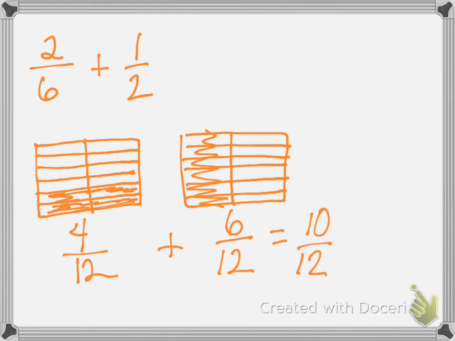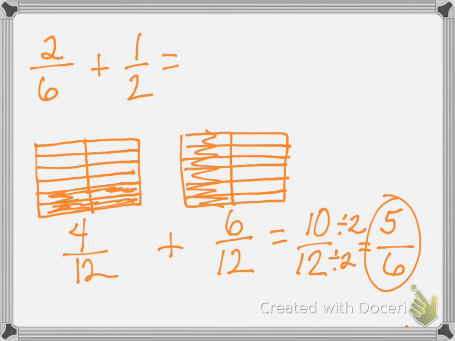Now this is not an improper fraction, so we don't have to turn it into a mixed number, but we need to simplify it. So can you think of any number that can go into 10 and 12 evenly? Well, 2 can. So we'll divide by 2, and then we get 5/6. Is there any number that goes into 5 and 6 besides 1? Nope. So it is in simplest form, and we are finished. 2/6 plus 1/2 equals 5/6. And that is a quick tutorial on how to add fractions with unlike denominators using the area model.